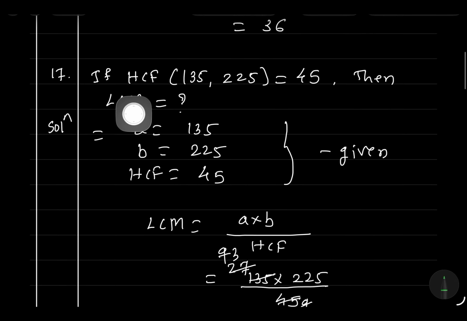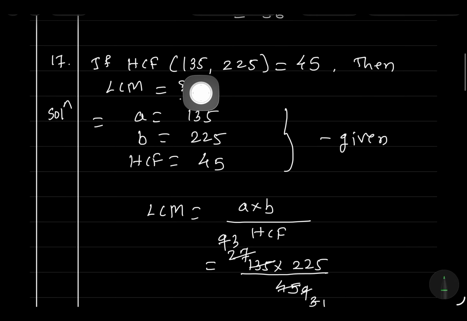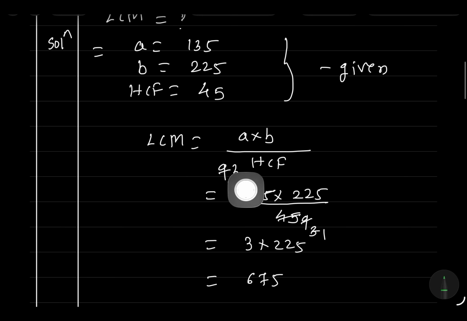Now 17: if the HCF of 135 and 225 is equal to 45, then we have to find the LCM. So the two numbers are 135 and 225. The HCF of these numbers is 45, that is already given. So the LCM you can easily find with the formula: A into B upon HCF. So A into B means what? 135 into 225 upon 45.